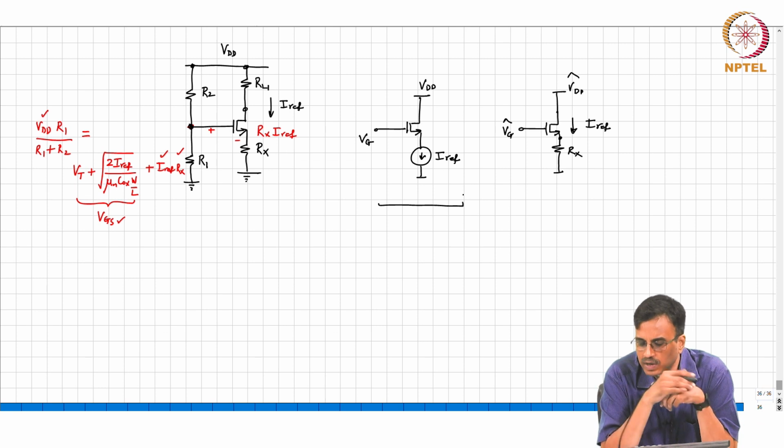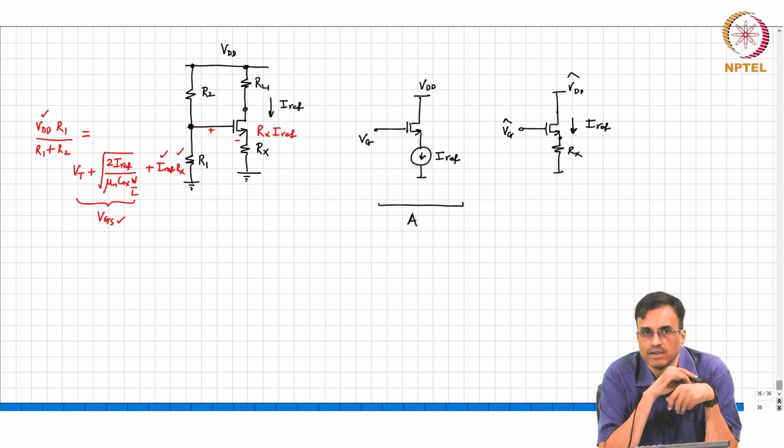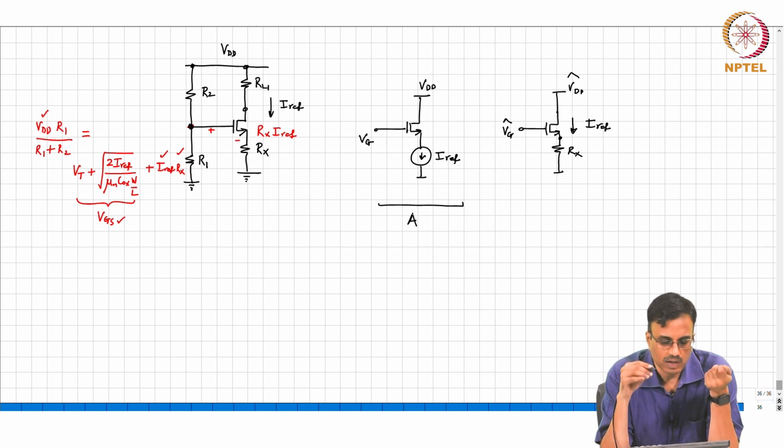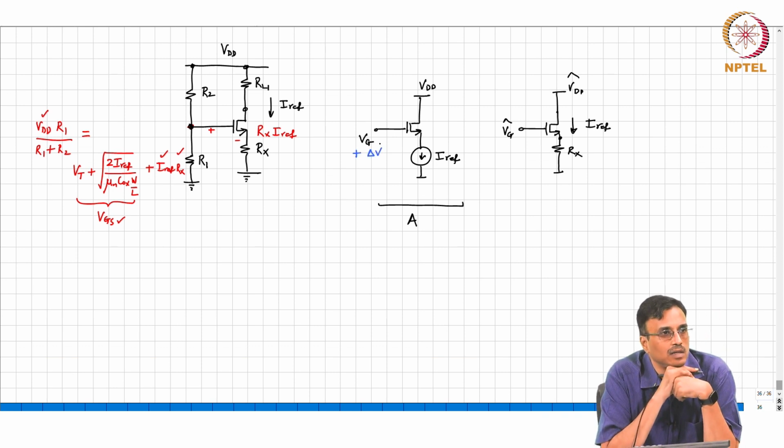So what will you measure? If you did that experiment for the circuit on the left, circuit A, and I wiggle Vg by a small amount, in other words change it by delta V, what comment can you make about the current in the transistor in circuit A? It will not change. Is that clear?